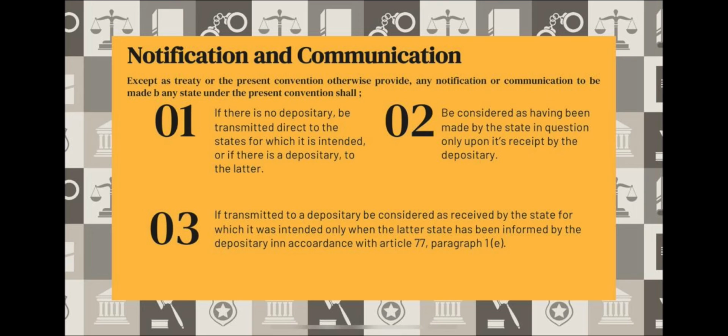The second is to be considered as having been made by the state in question only upon its receipt by the depository. And lastly, if transmitted to a depository, it is to be considered as received by the state for which it was intended only when the latter state has been informed by the depository in accordance with Article 77, paragraph number 1, section e.